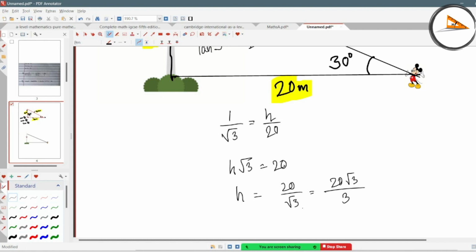I'll discuss that some other day, what is a rational and what is an irrational number. Do you have a clear idea about it? Now you can just use your calculator to get the decimal value of it and write it down as the answer. Your answer will be in meters. Check it. What is 20 over root 3? 11.54. Okay.